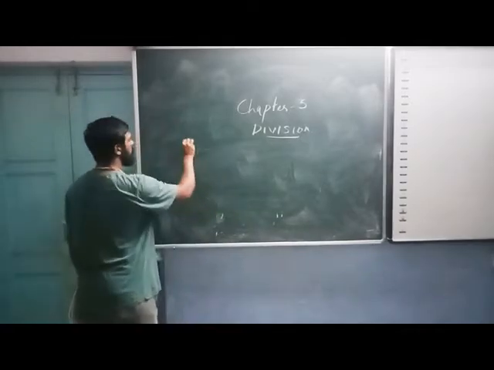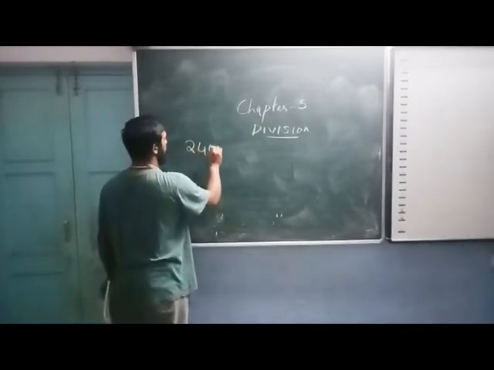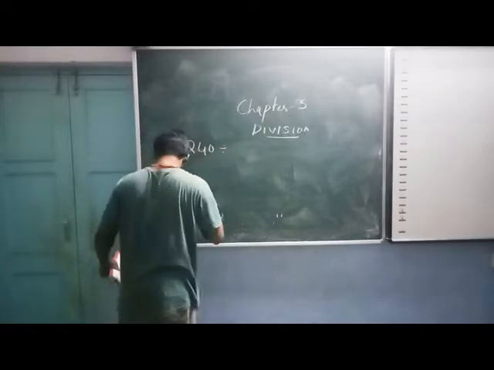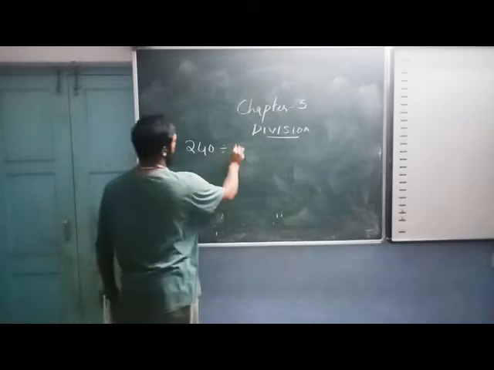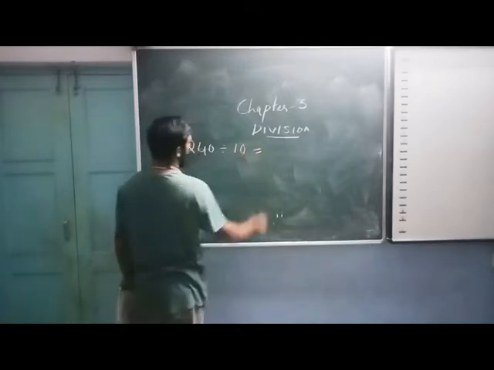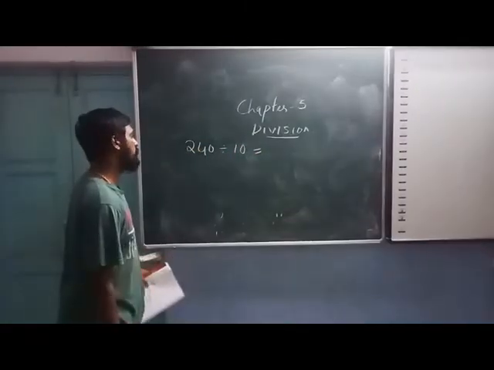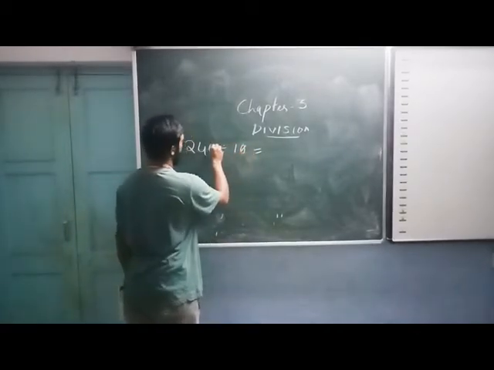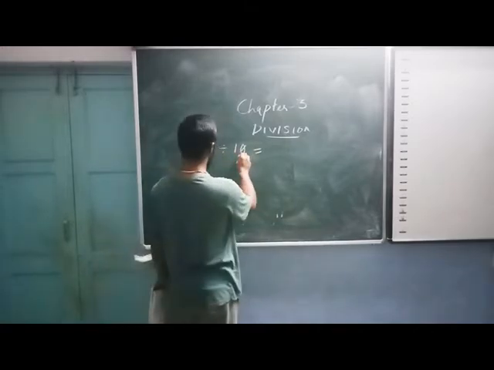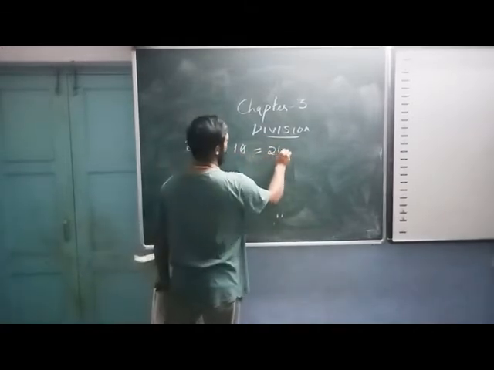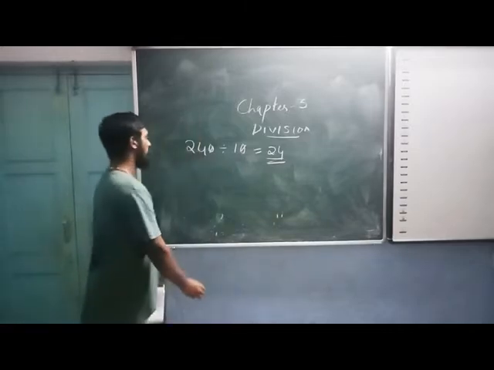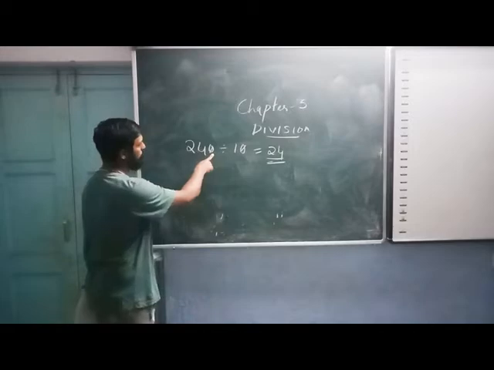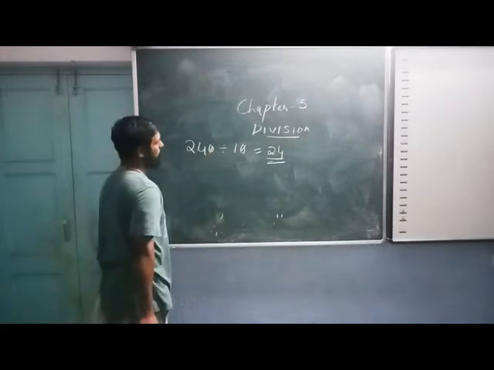For example, if you want to divide 240 divided by, let us say, 10. First of all, what we have to do? We have to reduce this number. So what will the answer be? 24. So we have to remove a 0 from the right side of the given number.